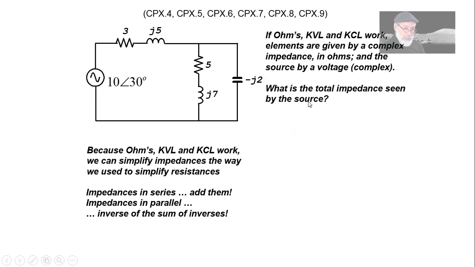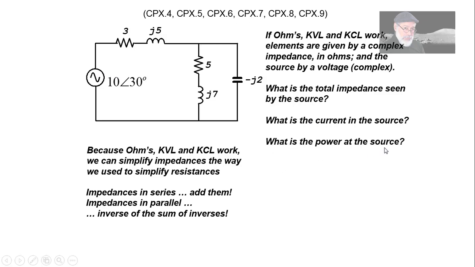The first question, what is the total impedance seen by the source? I will ask you that question in two Top Hat questions. CPX4, what is the real part of the total impedance seen by the source? CPX5, what is the imaginary part of the total impedance seen by the source? Next question, what is the current in the source, in polar form? Question CPX6, what is the absolute value of the current in the source? CPX7, what is the argument of the current in the source in degrees?